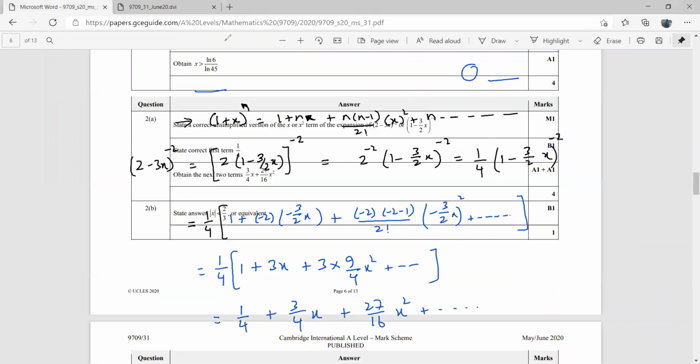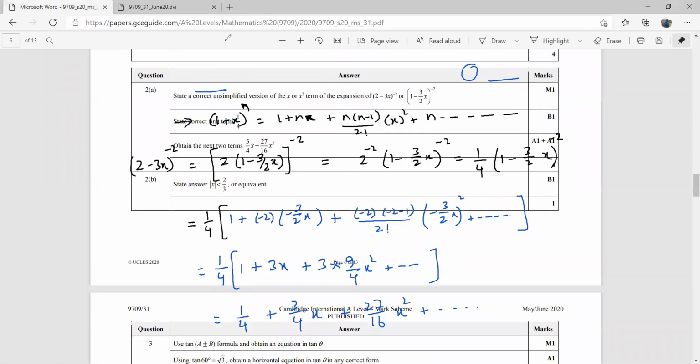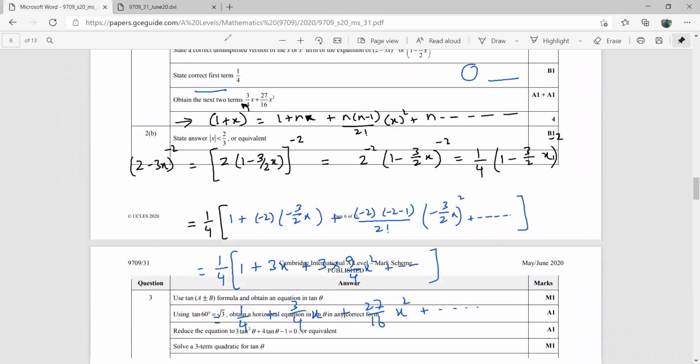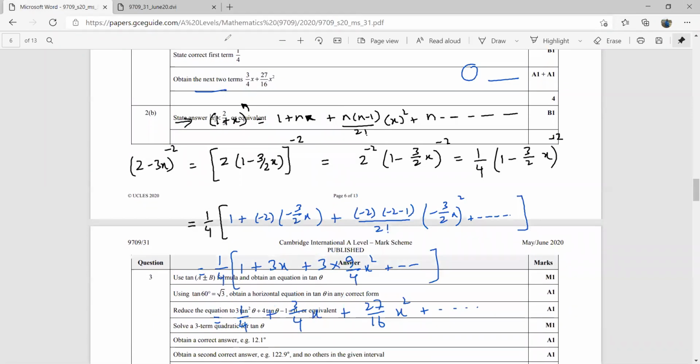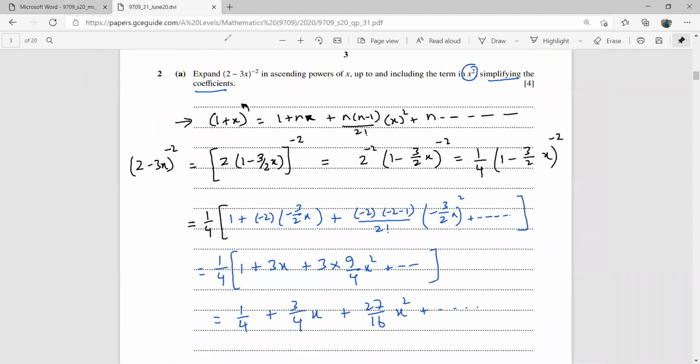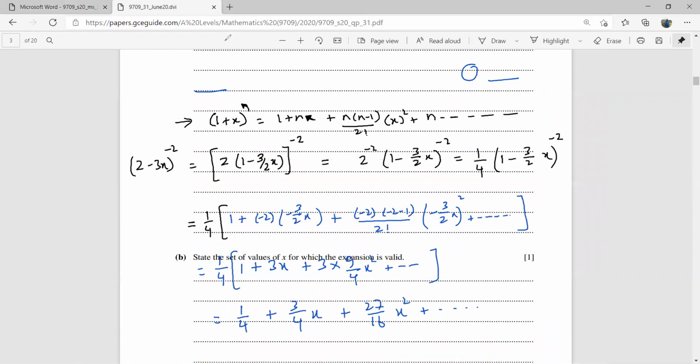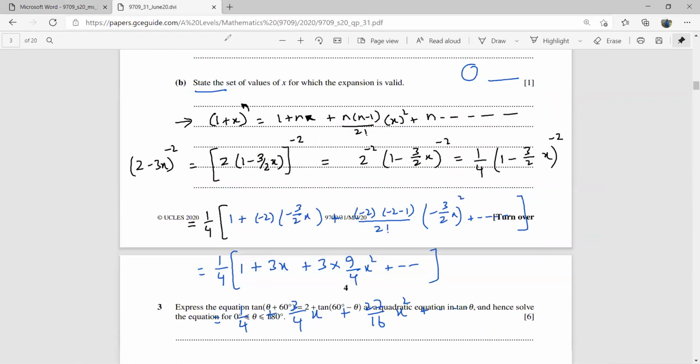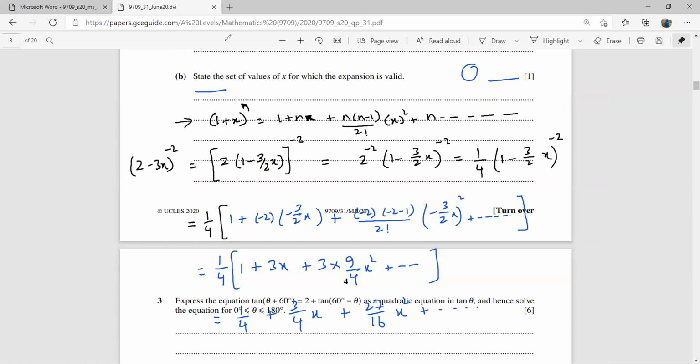Okay, so let me see what is the answer to this. Yeah, 3 by 4x plus 27 over 16. Okay, so this is correct. Then next it says state the set of values of x for which the expansion is valid.